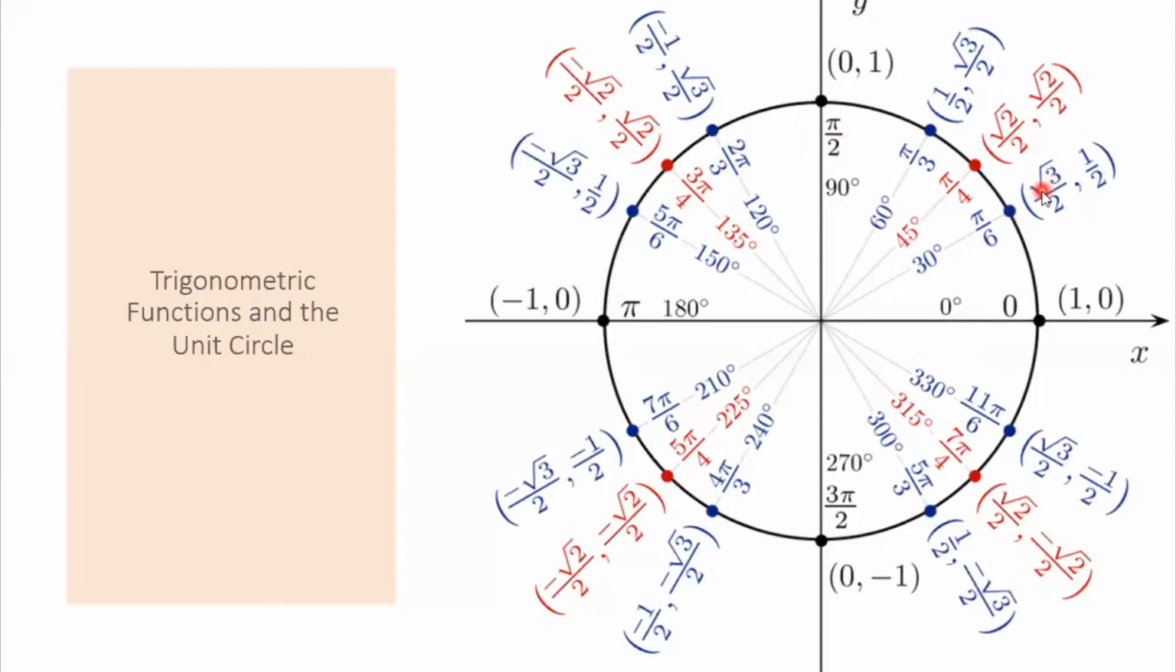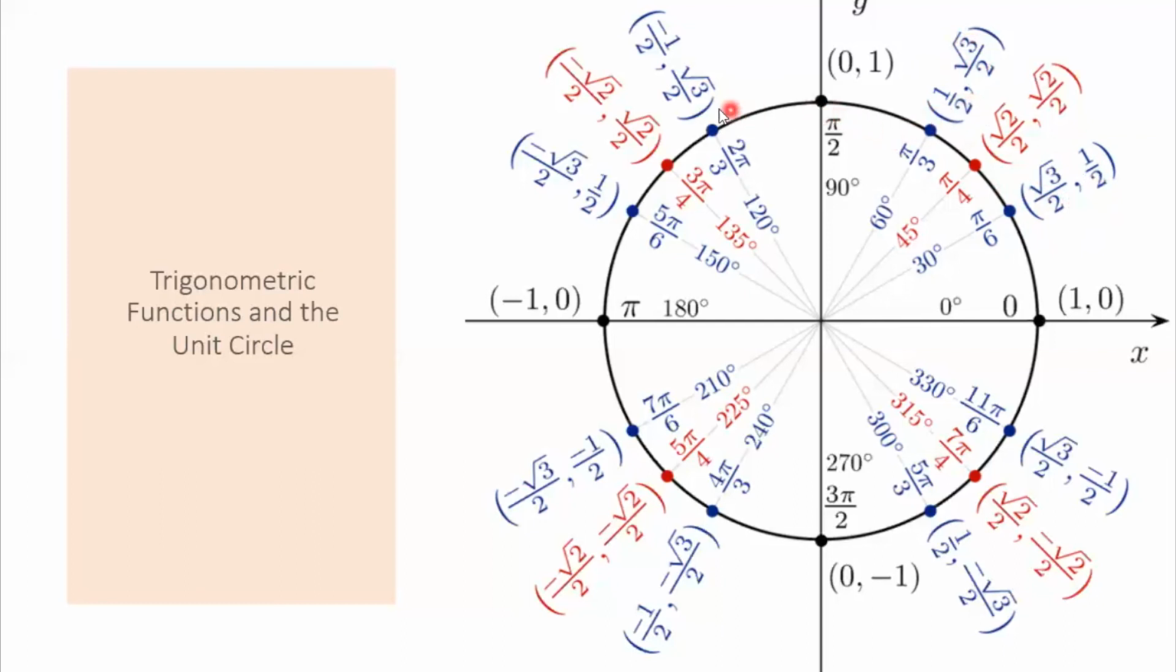Then another mnemonic device is that every 30 degrees, the x-coordinate is square root of 3 over 2. You start from pi over 6: square root of 3 over 2, 1/2. Then the next one should be 1/2, square root of 3 over 2. What have you noticed in this case? It is reversed. The x value becomes the y value here. So square root of 3 over 2, 1/2, then 1/2, square root of 3 over 2.